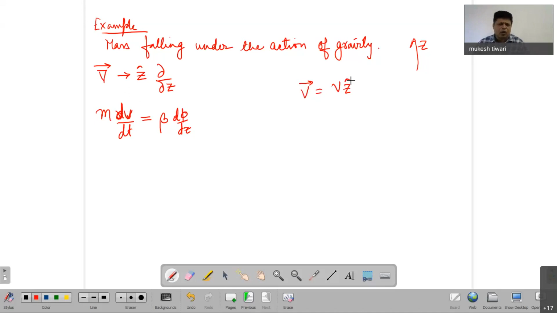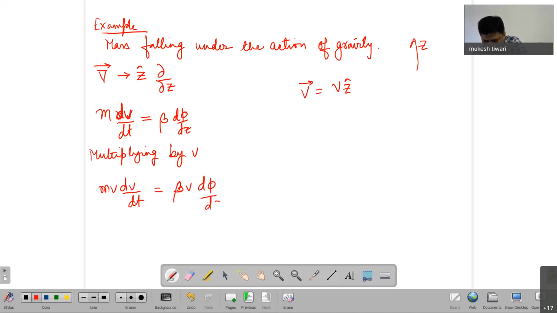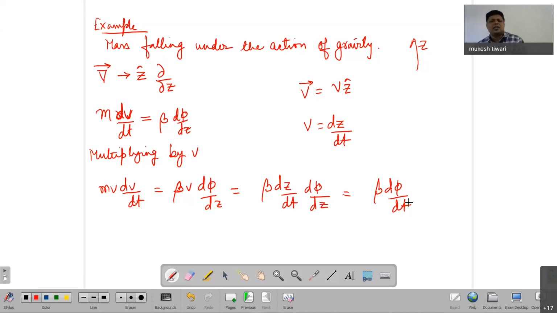Just to put it in a form so that my argument is more clear, what I'm going to do is multiply the entire equation, the left hand side and the right hand side, with the velocity. So multiplying by velocity, I get m v dv over dt equals beta v d phi dz. Also remember that the velocity v is the rate of change in the z direction with respect to time. So this I can write as dz dt d phi dz, which is equal to, using the chain rule, d phi dt, the rate of change of this scalar field with respect to time.